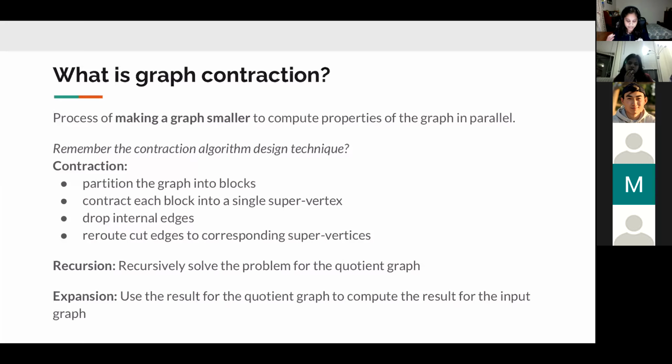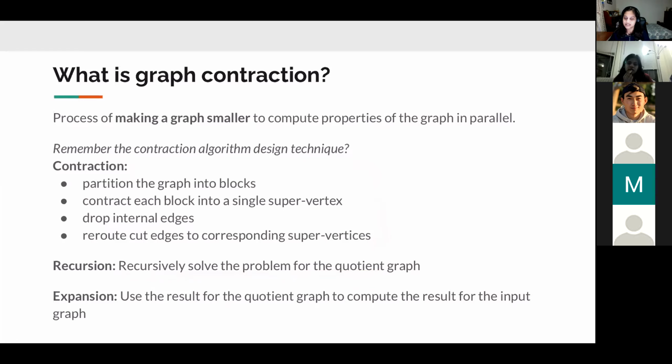So for graph contraction, what you're going to first do is partition the graph into different blocks. Then you're going to contract each block into a single vertex, drop any internal edges, usually, depending on your application. If you wanted to have internal edges or self edges, then you could keep those. And then finally, you would reroute the cut edges to their corresponding super vertices. And then you would recurse on the quotient graph, which is the output of this contraction. And then finally, you would expand. So you use the result from recursively solving to compute the result for the input graph.